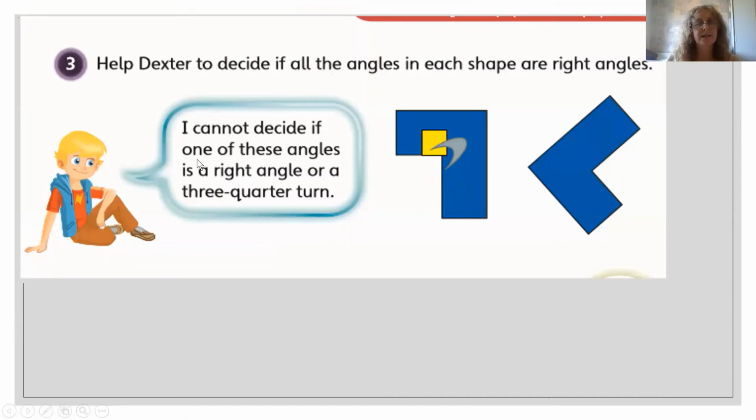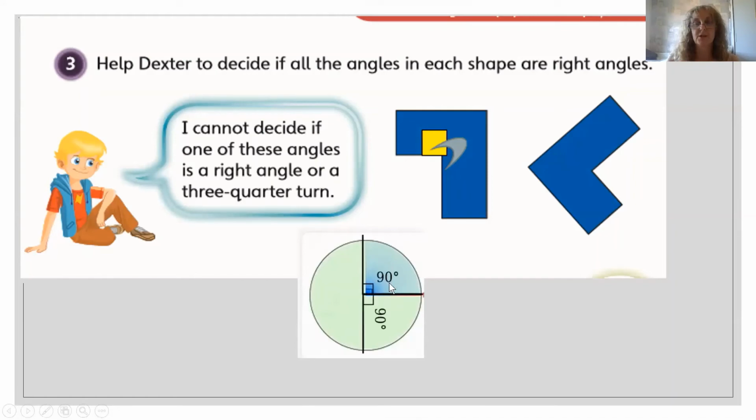It says, I cannot decide if one of these angles is a right angle or a 3/4 turn. Think about the turns yesterday. How many turns would it do, I wonder? Well, let's have a look. There we've got 1 turn, and that would be my 90 degrees, wouldn't it? Another turn would be another 90, would give me a straight line. Well, it's not a straight line, because if it was a straight line, it would go all the way across there. Another turn would give me another 90 degrees. So I've got 1/4, 2/4, 3/4 turns, and that would be measuring, if I was measuring degrees, 270 degrees.